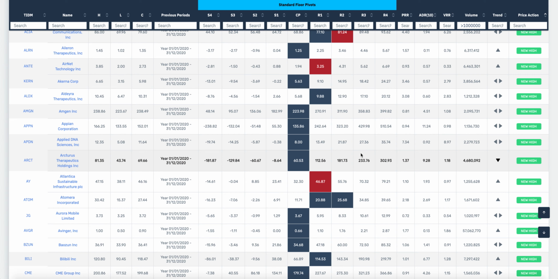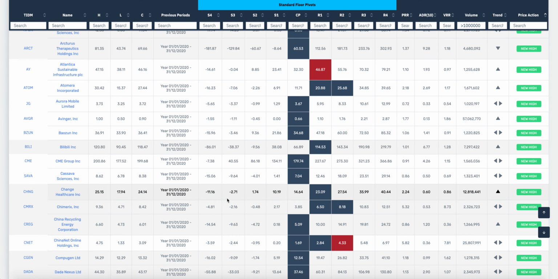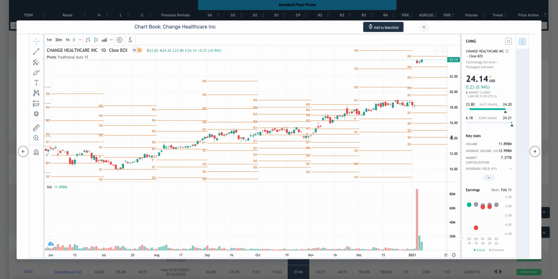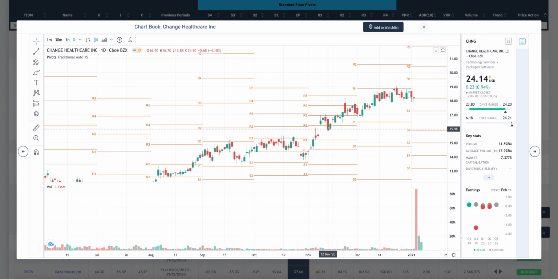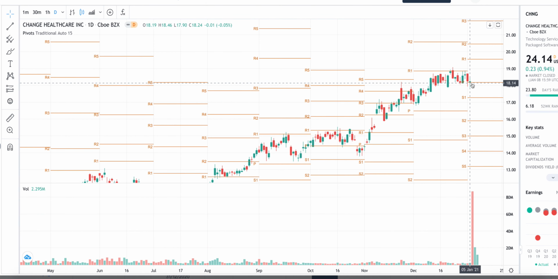So if I just have a look over here, some big movements there. Have a look at this one. So you can see here there's a daily chart. Change Healthcare. Daily chart looks good. Price trending quite strongly upwards, and resting on the central pivot there on the daily chart.